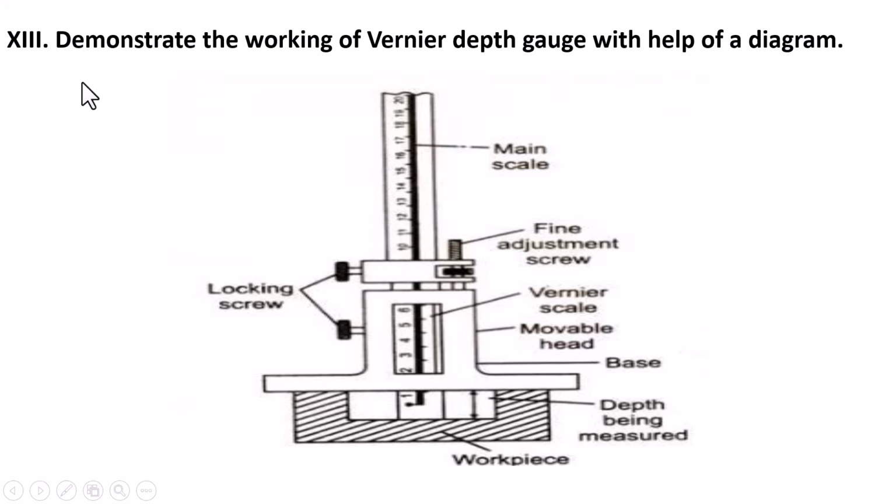Next one, demonstrate the working of Vernier depth gauge with the help of a diagram. This is a schematic diagram of a Vernier depth gauge. You can see different parts here. There is a main scale, a fine adjustment screw, and a locking screw for locking the position. There is a Vernier scale and a movable head.